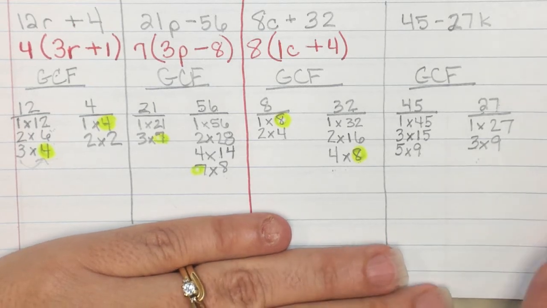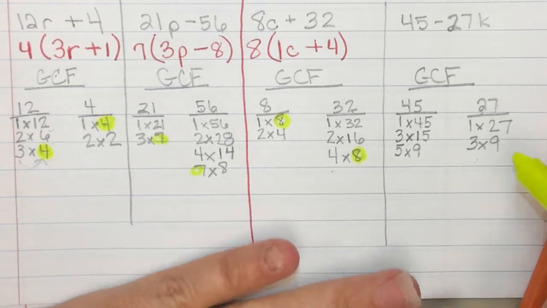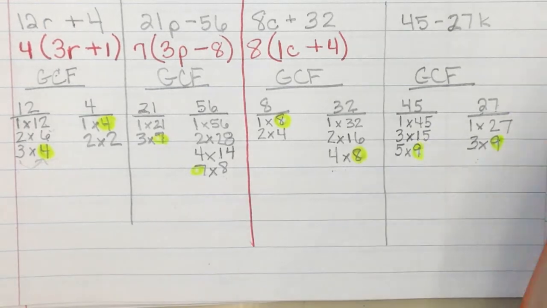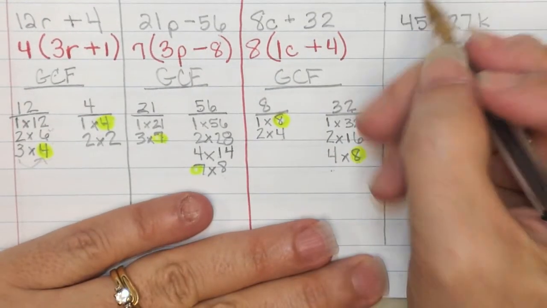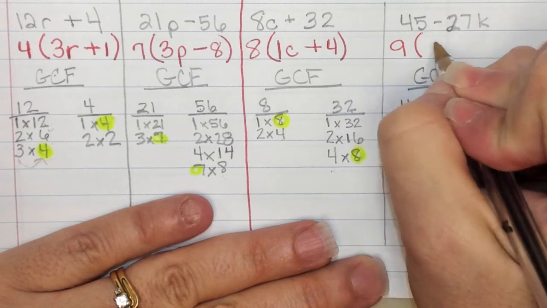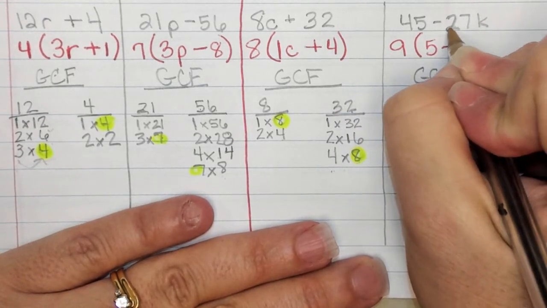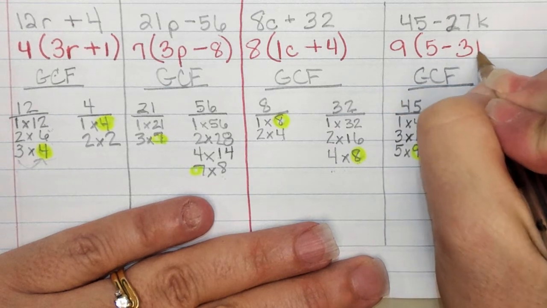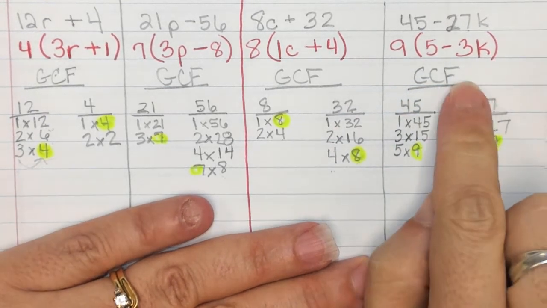So, go in and find that GCF. 9. Okay. And I would factor it out. How many 9s are in 45? 5. 9 into 27? 3. Keep the K. Don't drop that K, guys.